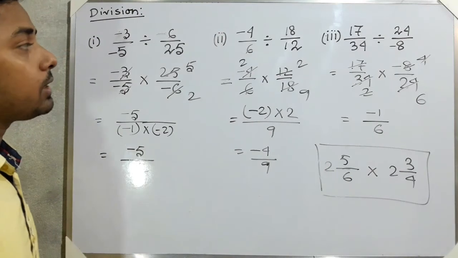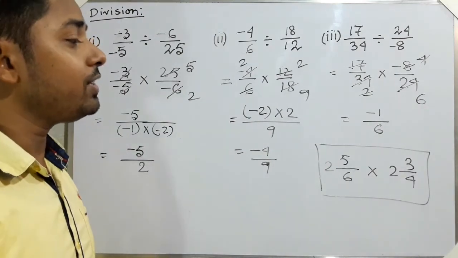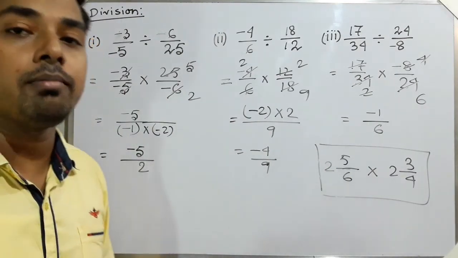So these are the multiplication and division of the rational numbers.